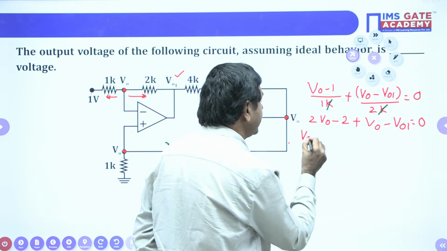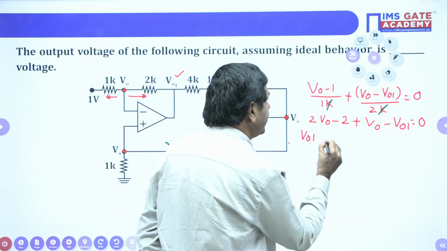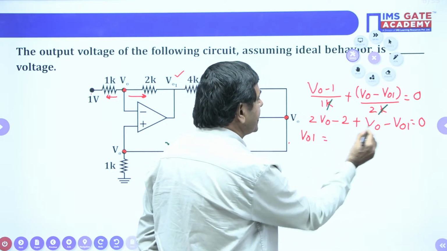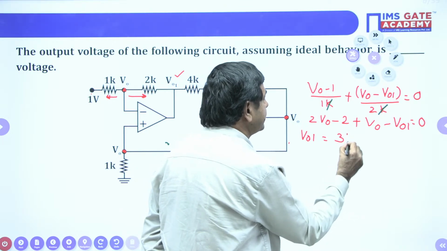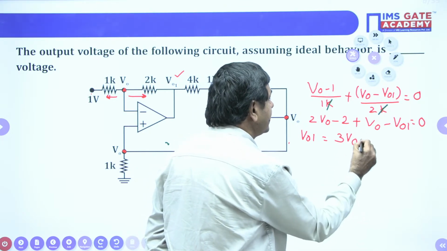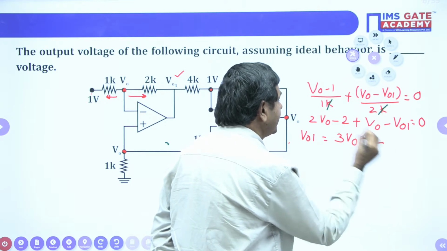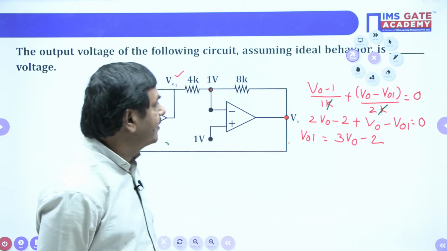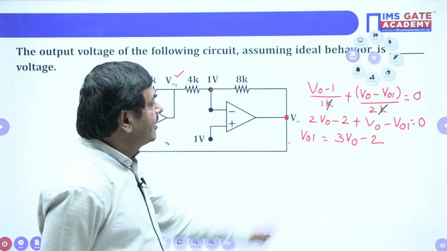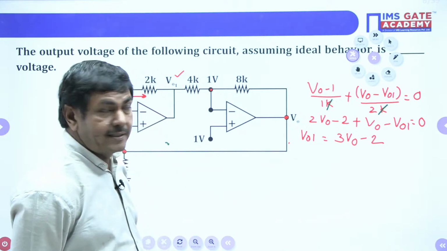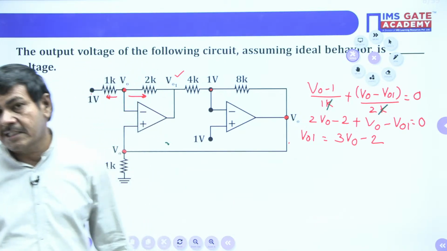V01 equals 2V0 plus V0, which is 3V0, minus 1 minus 2. That much V01 we are getting from this. 3V0 minus 2 we are getting. Is it right or not? Others can check this now. Please check it.